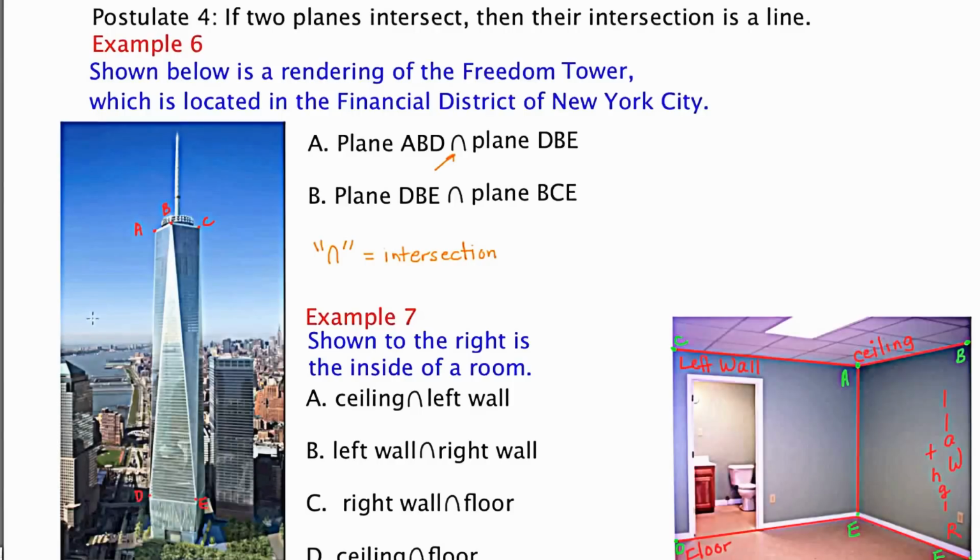So ABC is the left side that we see, and DBE is the front. And the way that I see it, these are coming together right here, and what I'm highlighting in green for you, right there. So what is the name of this line right here? I would call it line BD.